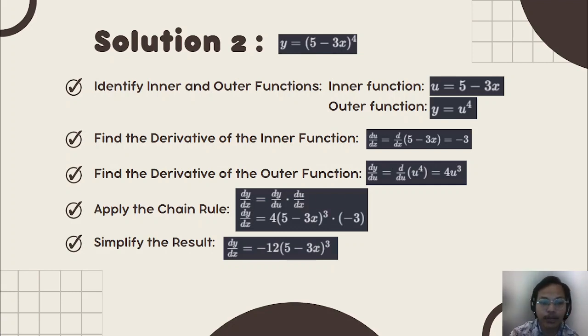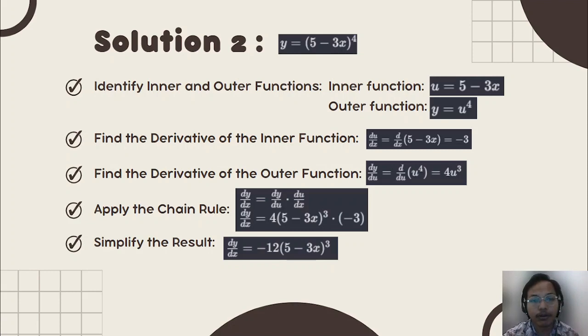And lastly, we need to apply the chain rule. Like I just said, dy/dx equals dy/du multiplied by du/dx. So we apply dy/dx equals 4 multiplied by (5 - 3x)^3 multiplied by negative 3. So we need to simplify the result. The final answer is dy/dx equals negative 12 multiplied by (5 - 3x)^3.